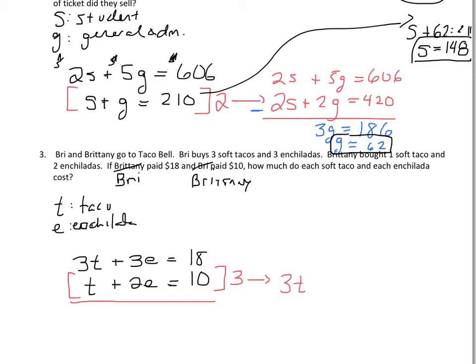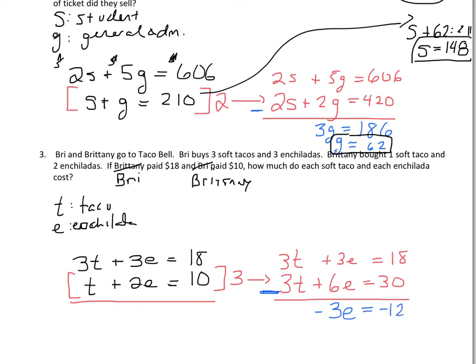And that's going to be 3T plus 6E is 30. Copy over my other equation. And now I'm going to subtract. So 3T minus 3T is nothing. 3 minus 6 is negative 3E. And 18 minus 30 is negative 12. So an enchilada is going to cost $4.